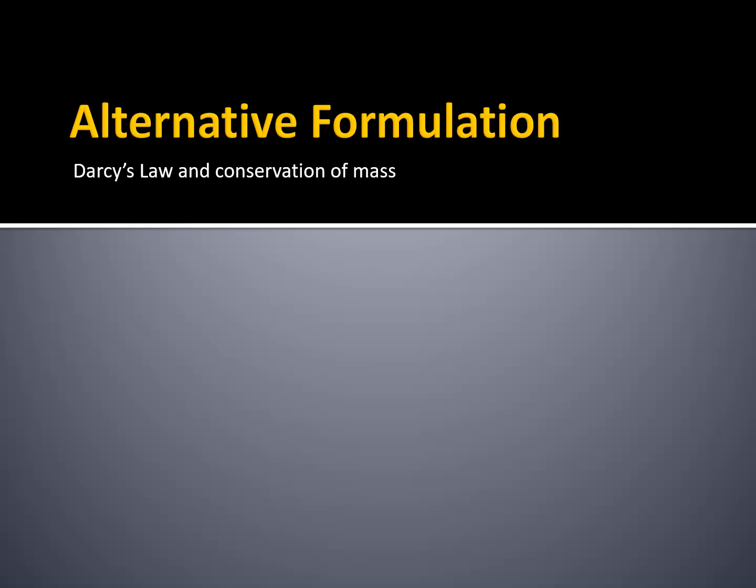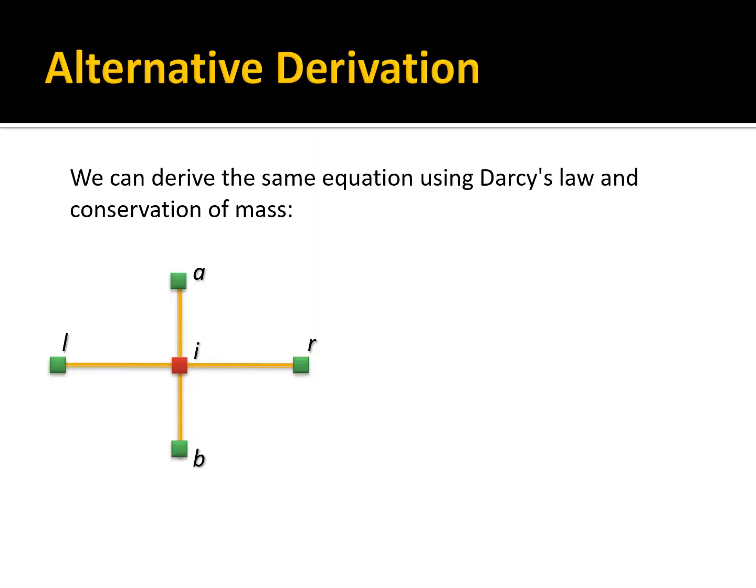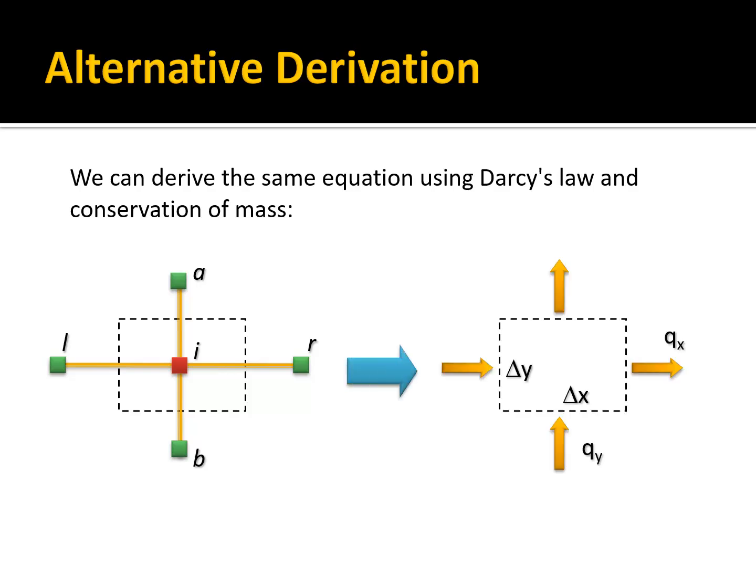Okay, now that we have formulated the finite difference equation by approximating derivatives, we're going to use an alternative formulation which uses Darcy's law and conservation of mass. So in this case, we are going to look at the same node i, but we're going to look at the space right around that node, and the width of that is delta x and the height is delta y.